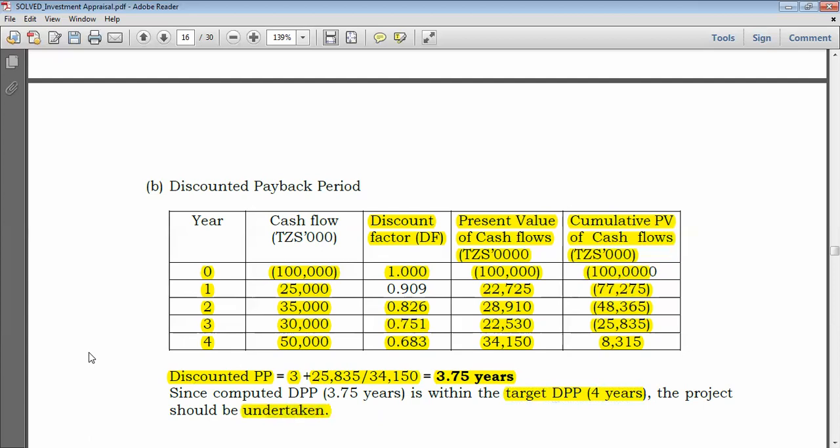Now listen, in case you are given cash flows that are totally identical, let's say year 1 was 25,000, year 2 25,000, year 3 25,000, year 4 25,000, what would you have done? For this case, you just have to proceed this way, because after discounting the cash flows, you would have different present values, even if the initial values were the same. So you have to be very careful on this.